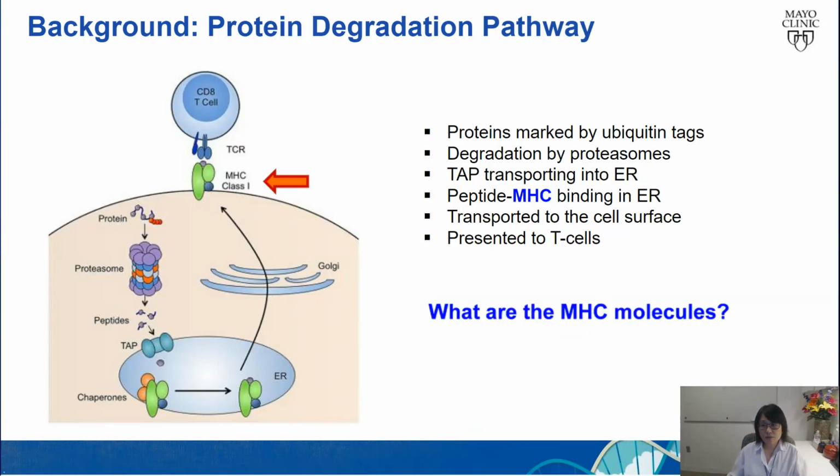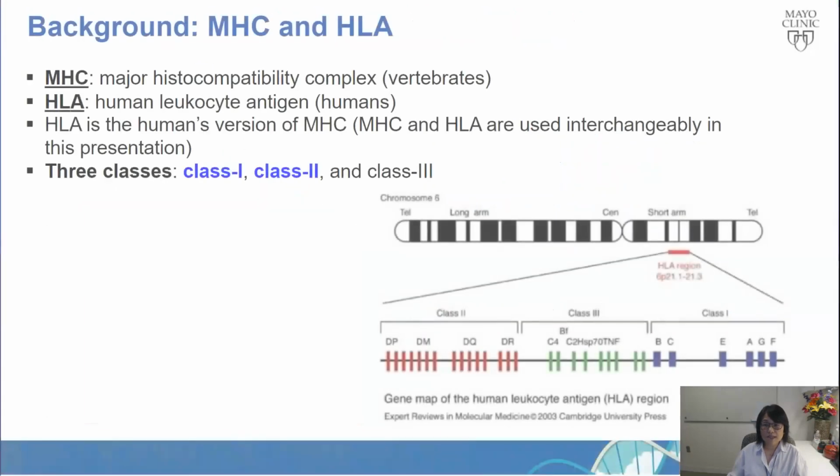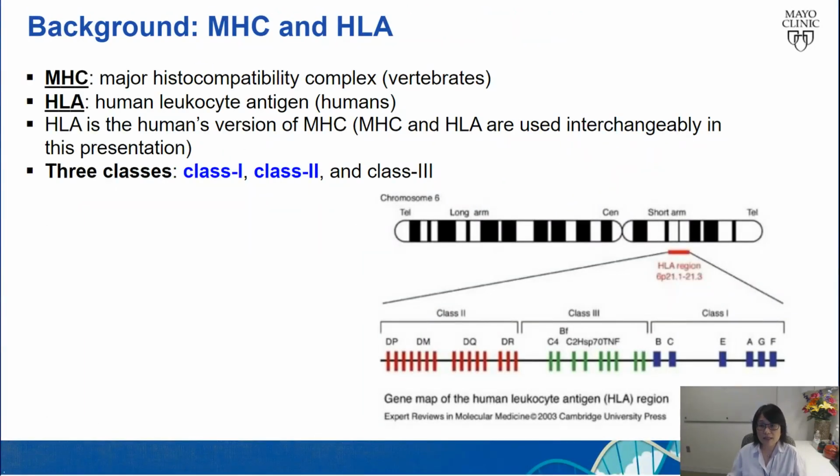The question is, what are these MHC molecules that present peptides to immune cells? MHC are major histocompatibility complex proteins in vertebrates. In humans, MHCs are called human leukocyte antigens, or HLAs. So HLA is the human version of MHC. In this talk, MHC and HLA are used interchangeably. Human HLA genes are located on the P arm of chromosome 6.